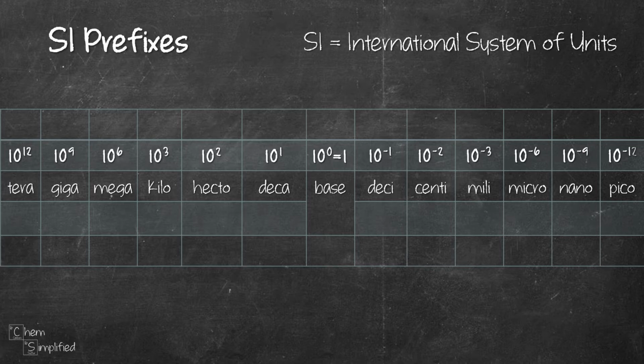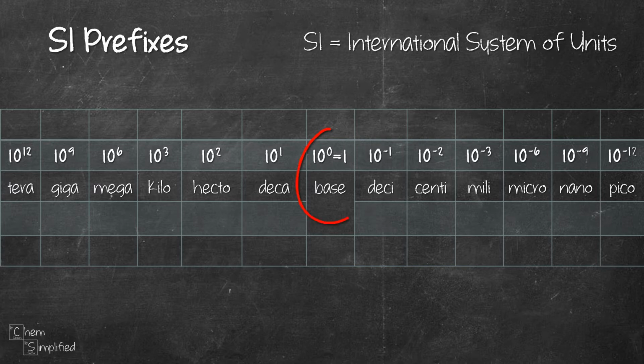I've included 12 of them, from tera all the way to pico. Depending on your school, you might need to memorize them. Tera, giga, mega, all the way to pico, those are the names of the prefixes. And the numbers are the value for each of the prefixes. For example, 10 to the power of 12, that is the value for tera. 10 to the power of 9 for giga, and so on and so forth.